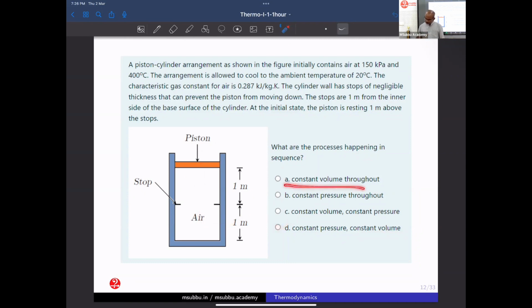It cannot be constant volume throughout because definitely as and when the cooling is happening, the piston will keep on coming down. And it cannot be constant pressure throughout because as and when the piston touches this stopper, further process cannot happen at constant pressure because still the cooling is happening. That will make a reduction in temperature, but the volume is going to remain constant. Since the volume is remaining constant, only the pressure will decrease. Hope the explanation is good now.